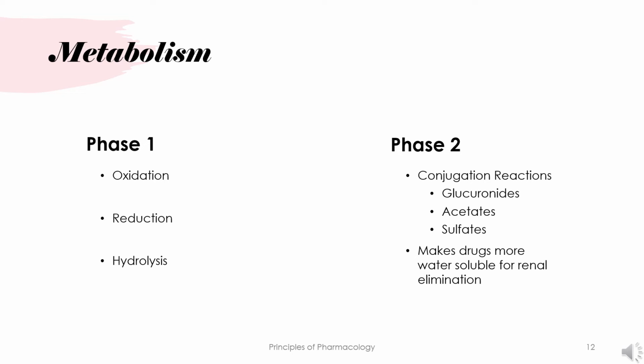Metabolism is broken down into 2 phases. In phase 1, the drugs are broken down through oxidation, reduction, and hydrolysis, resulting in a loss of pharmacologic activity. The enzyme CYP450 is responsible for the majority of drug metabolism reactions. Remember that, enzyme CYP450. In phase 2, we have the conjugation reactions, and these reactions make drugs more water soluble for renal elimination.